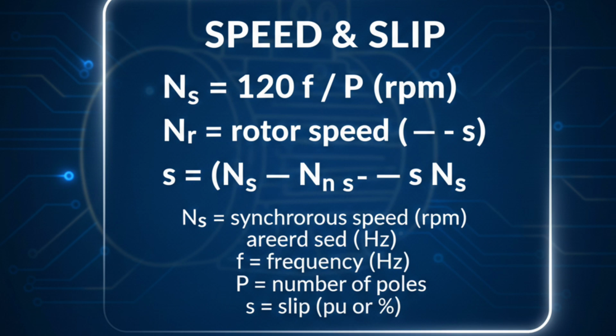Let us start with the most basic formulas related to speed. Synchronous speed is represented by ns and is calculated as 120 times supply frequency divided by number of poles, and its unit is revolutions per minute. Rotor speed is represented by nr and is always slightly less than synchronous speed, and it depends on slip. Slip is written as s and is defined as the difference between synchronous speed and rotor speed divided by synchronous speed. Slip has no unit and is usually expressed in per unit or percentage form. These three equations are extremely important because almost every numerical problem in induction motors begins with speed and slip.